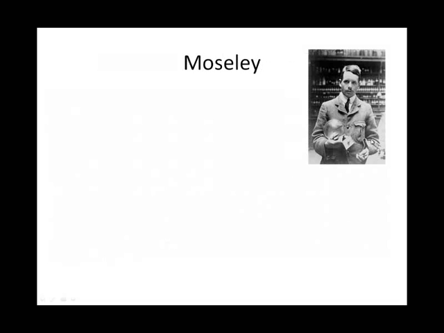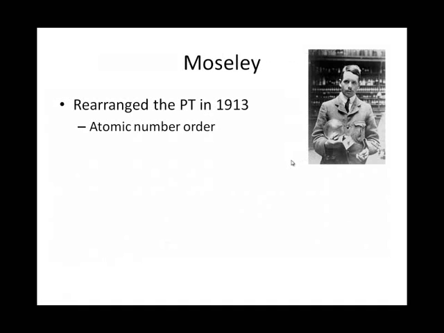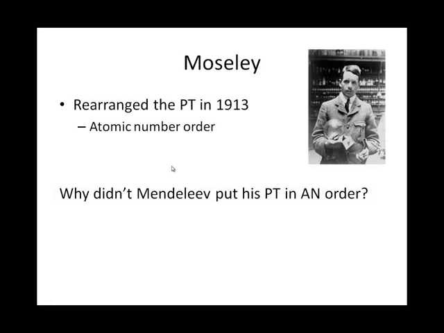Moseley came along, a little better looking guy, and he rearranged the periodic table and ordered it in atomic number order. So why didn't Mendeleev put his periodic table in atomic number order? Well, atomic number refers to the number of protons in the element, and at the time that Mendeleev put his table together, the proton had not been discovered, so there was no such thing as atomic number. So the only thing that was reasonable to put it together by was atomic mass, which is what Mendeleev used.